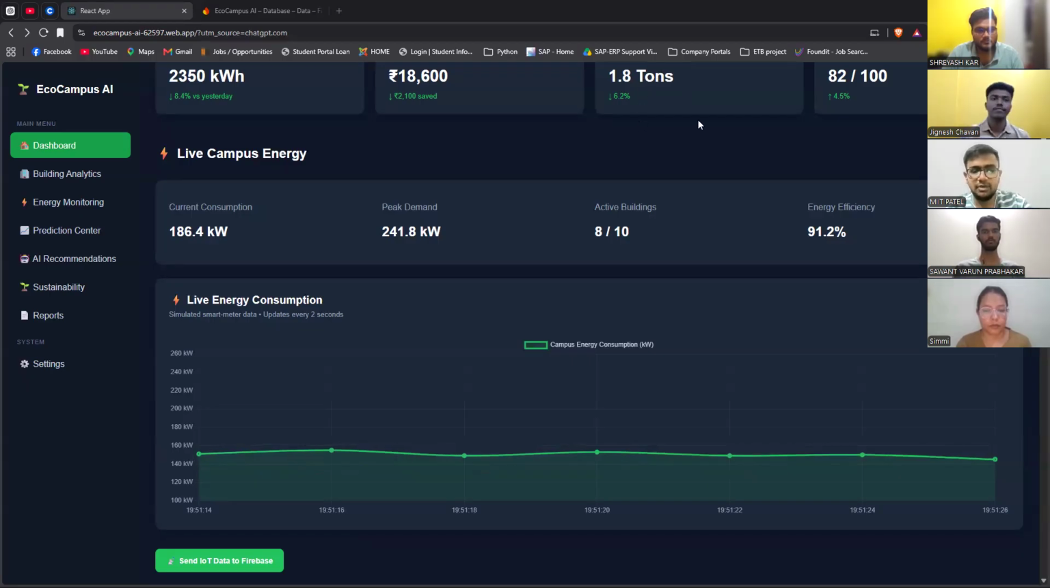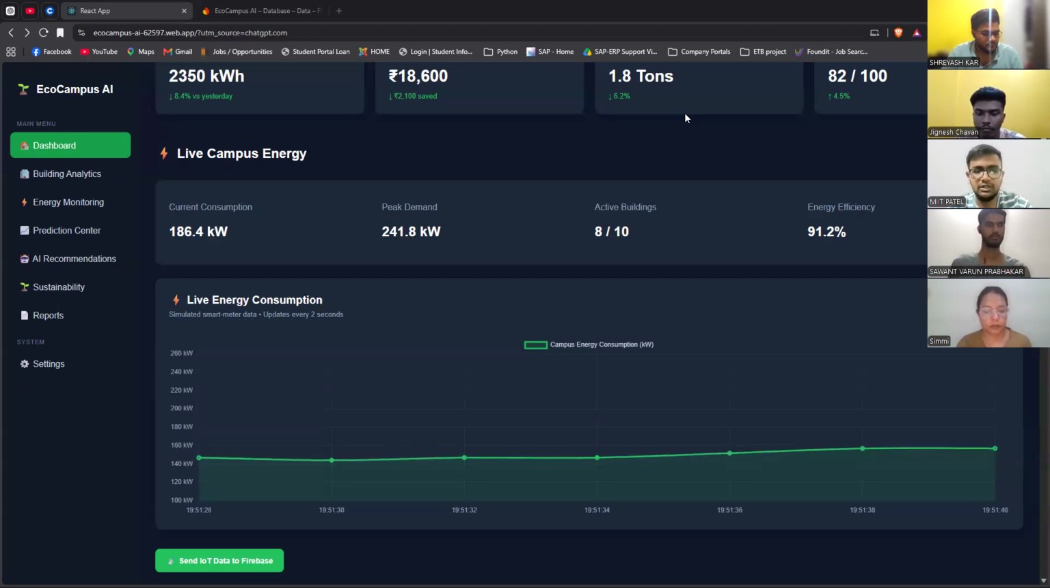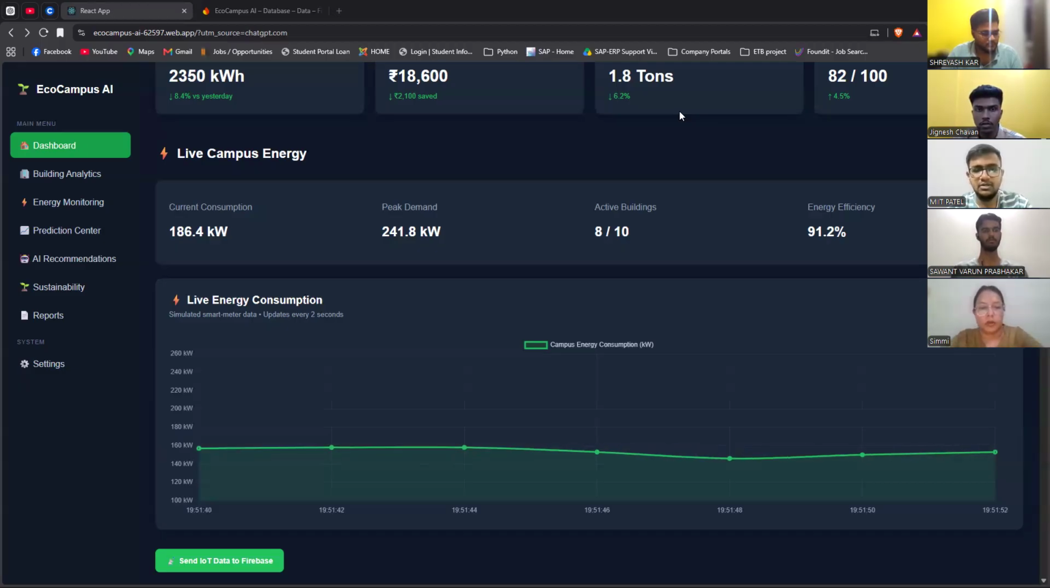And the management could benefit in significant ways, as instead of waiting for the monthly consumption reports, the faculty or the facility members can constantly monitor every second, and they can identify the potential consumption of each building. And this changes the management approach from reactive energy management to a proactive one. So now for the Firebase part, I would like to call my friend Varun to explain further.